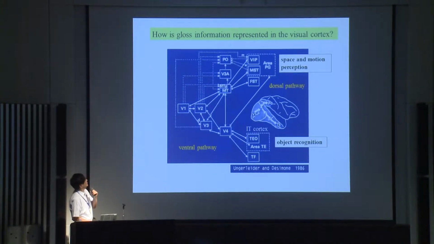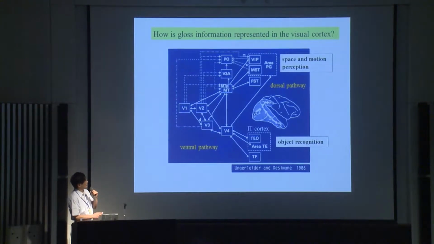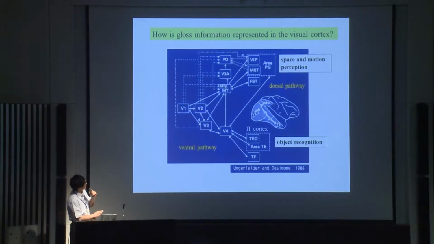This slide shows the monkey brain, and visual cortex is indicated by this shaded area. Visual cortex consists of many visual areas, and this slide shows the connections between different visual areas. There are two major streams of information flow in the cortex. One is called the dorsal pathway, and the other is called the ventral pathway. Both pathways originate from the same area that is called primary visual cortex, or V1.